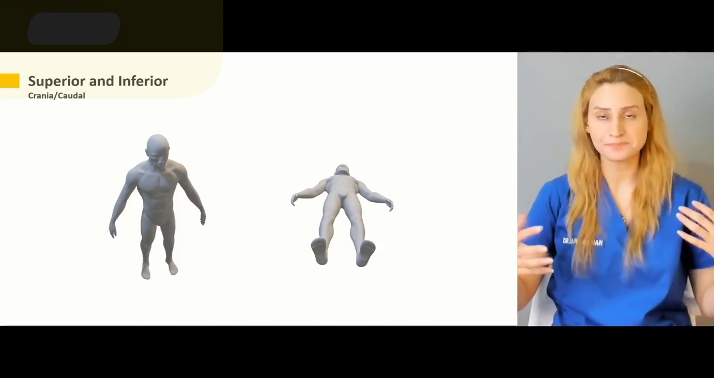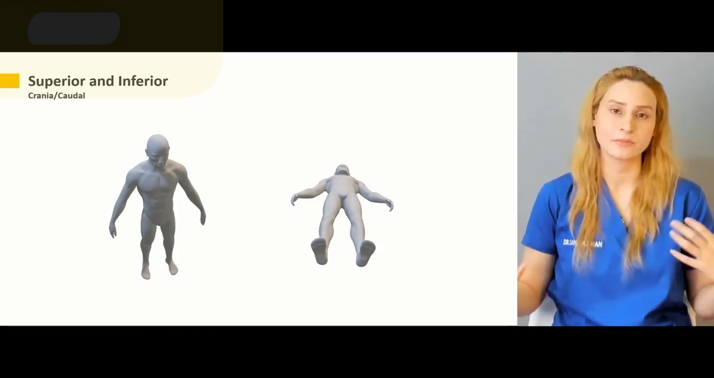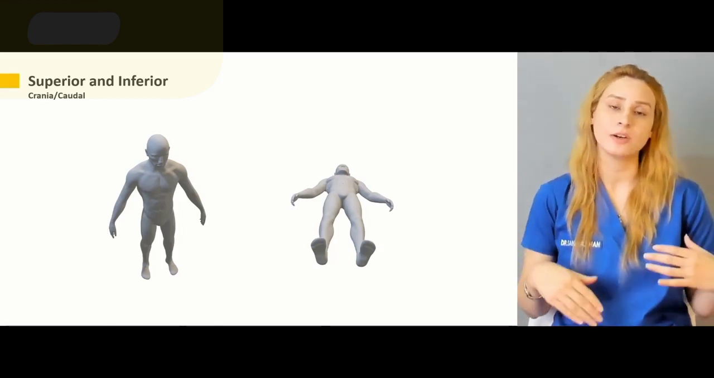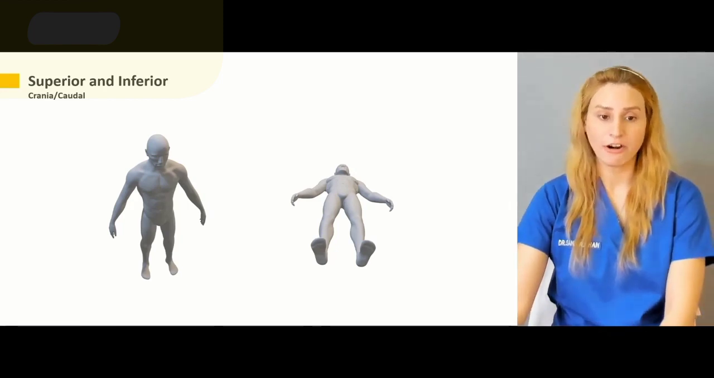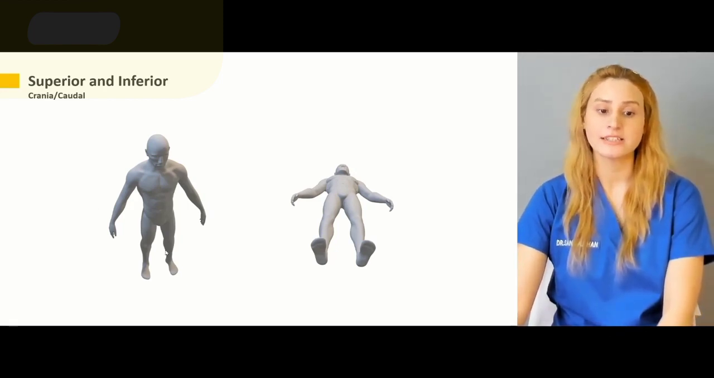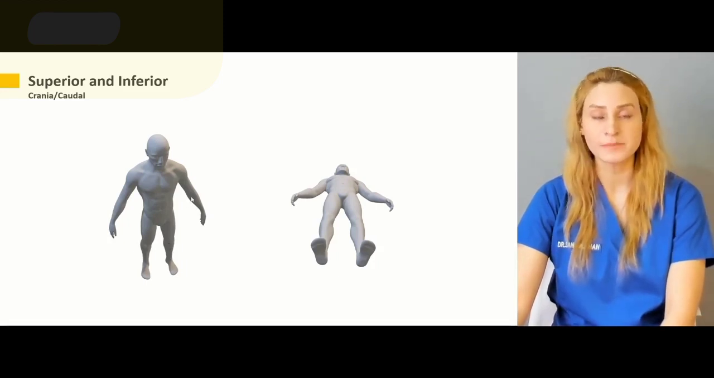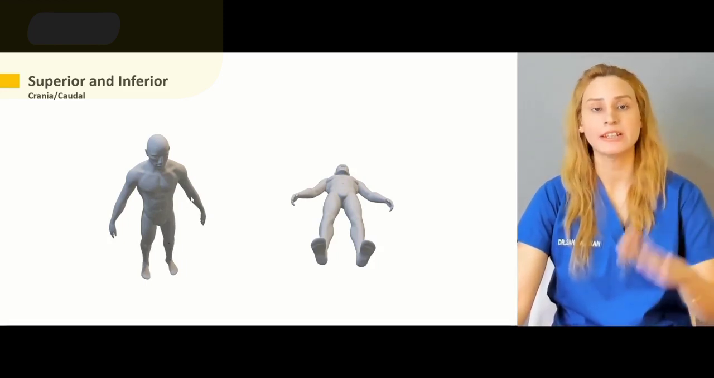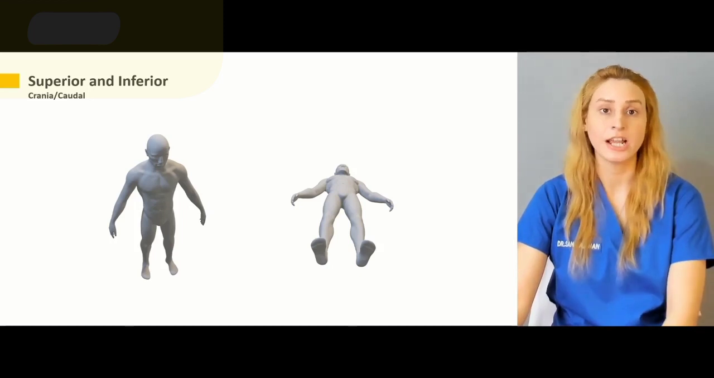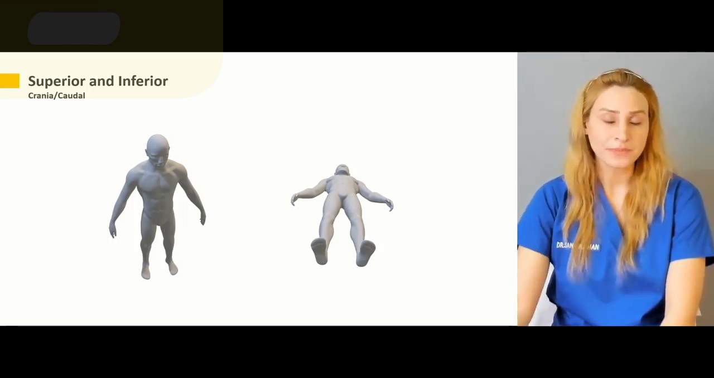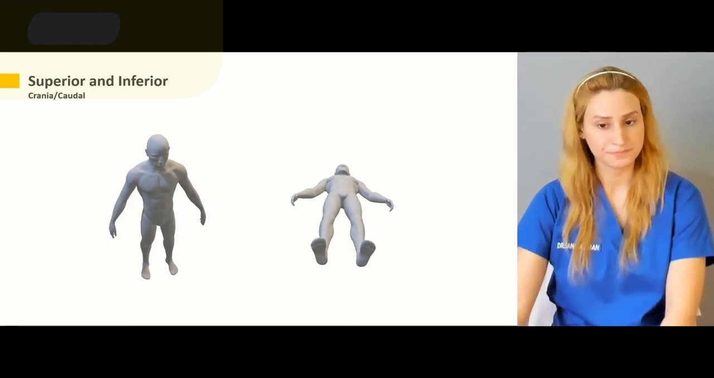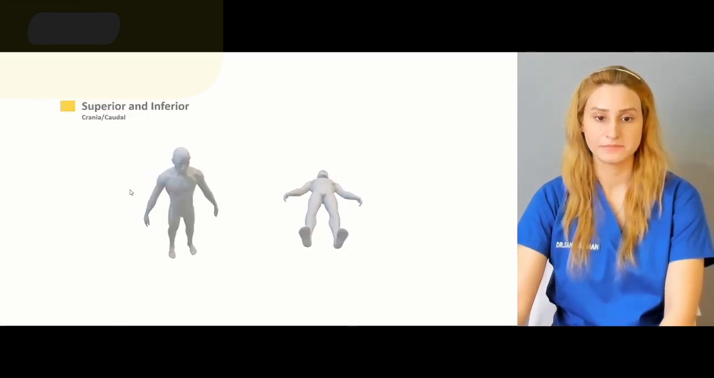You always take it with some reference point. The same thing applies to cranial and caudal. So the arms are cranial to the legs and the legs are caudal to the arms. That's exactly the same thing. Cranial, caudal, and superior, inferior are the same things, two different terms which can be used accordingly.